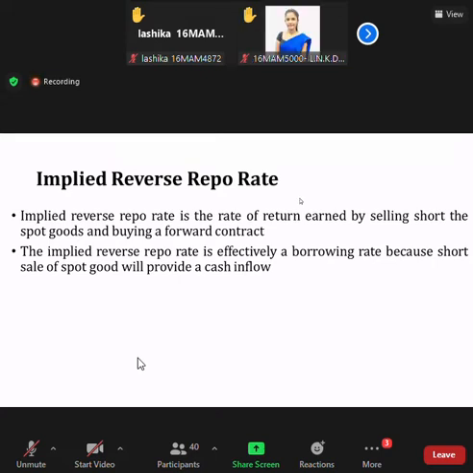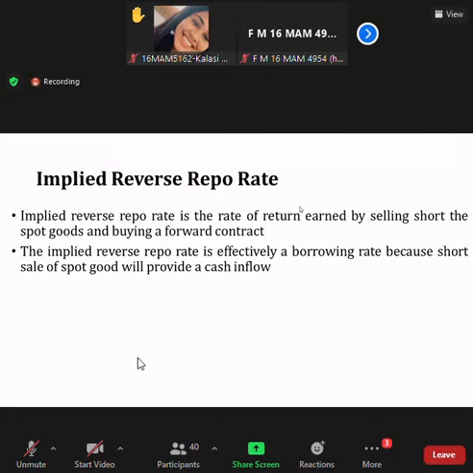Right, so there's another rate which is the implied reverse repo rate. We say the implied reverse repo rate is the rate of return from reverse cash and carry arbitrage. It is said that it's a borrowing rate. So you can search about the implied reverse repo rate, but most of the time we see implied repo rates everywhere.